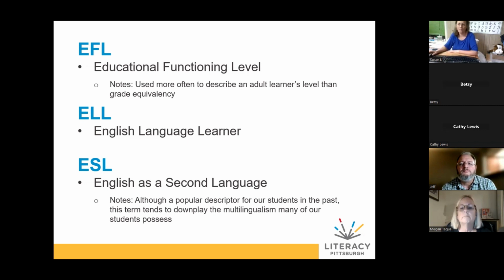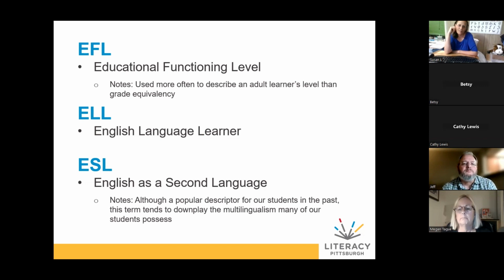marker of, this is the level that they are at, without assigning them qualities that they may not feel they have themselves, like a 3rd grade reader or illiterate or anything like that. We use that EFL scale, that EFL, to denote their level.